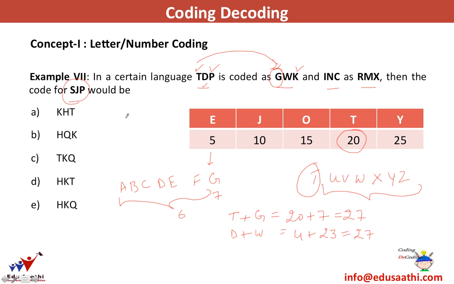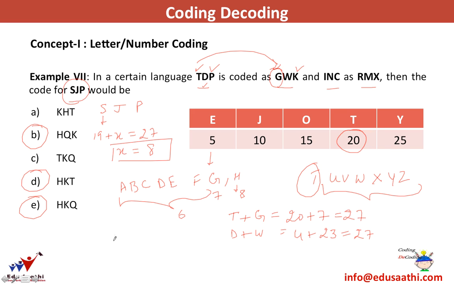So we have to calculate for SJP, S, J and P. Let's see what will replace S. S is the 19th letter. So 19 plus X is equal to 27. This gives me X as 8. Now what is the 8th letter from the front? 5th is E, G is 7th, F is 6th, so H is the 8th letter. So I know that S would be replaced by H. So I can either have this option as the right option or this one or this one.